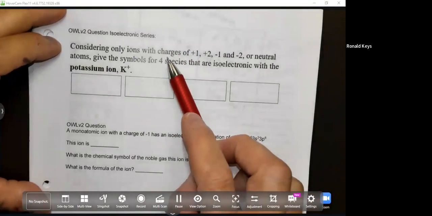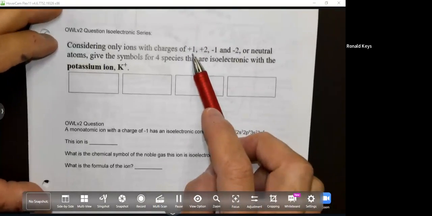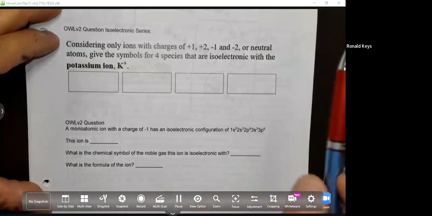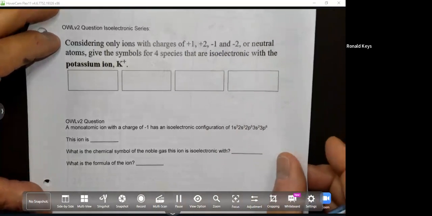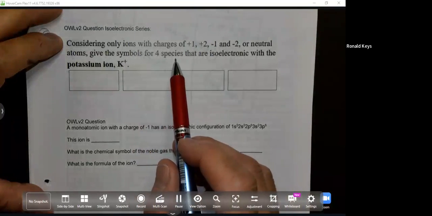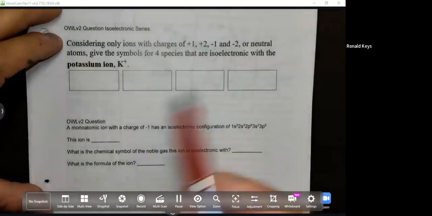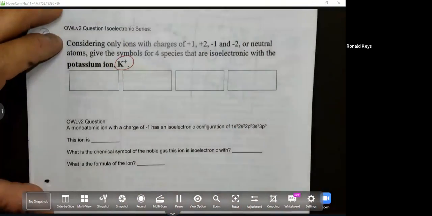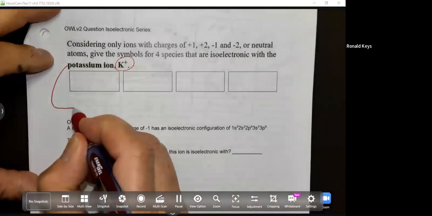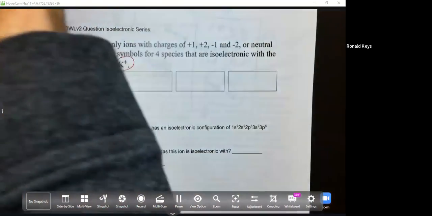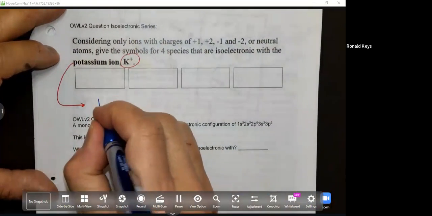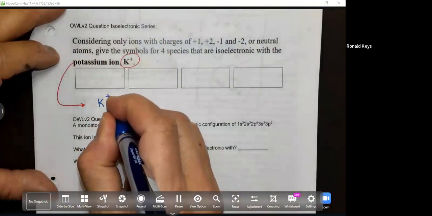Considering only ions with charges of +1, +2, -1, and -2, or neutral atoms, give the symbols for those four species that are isoelectronic with potassium. Well, let's write that out first of all. So we have potassium. It has a plus charge.